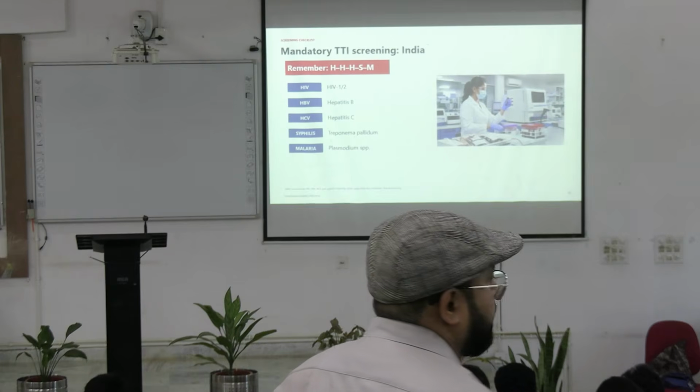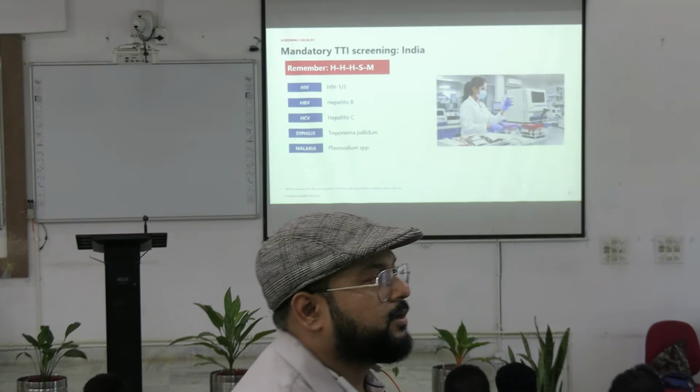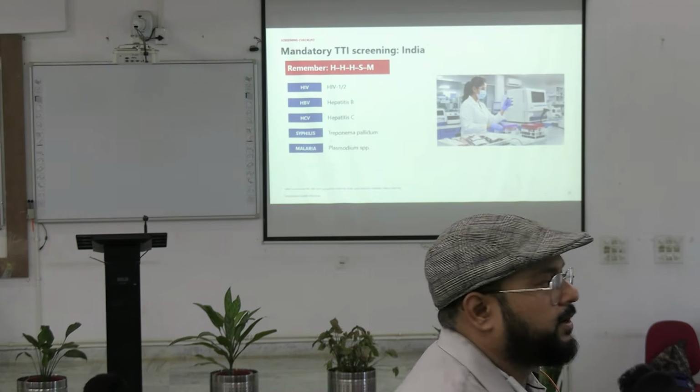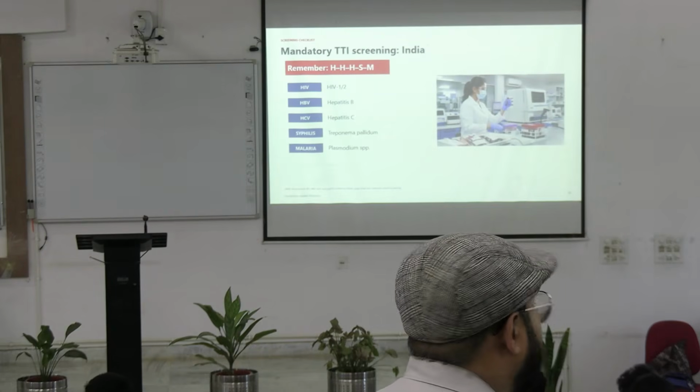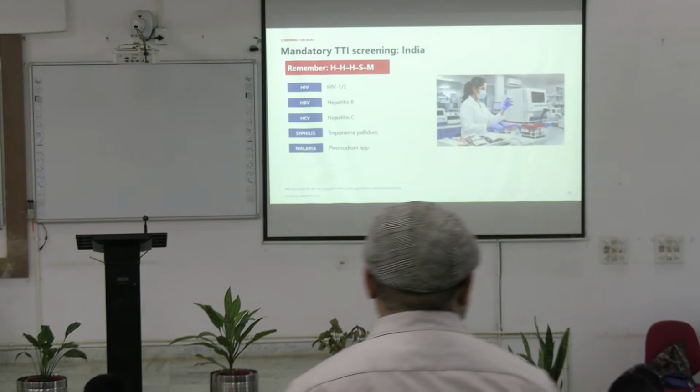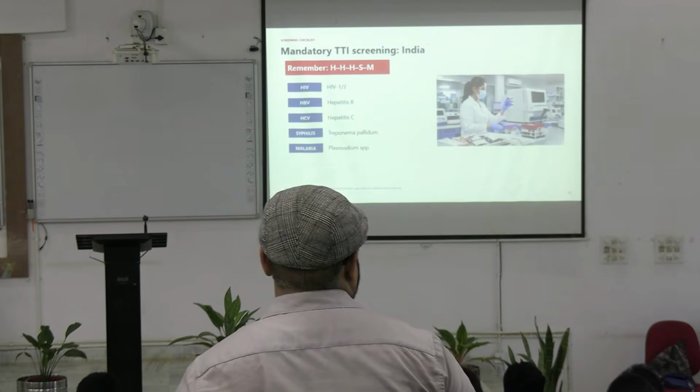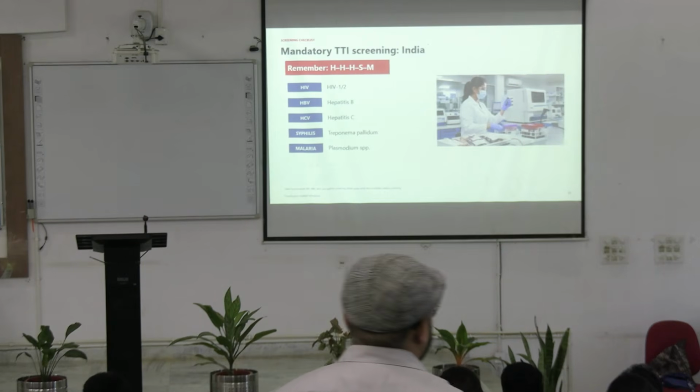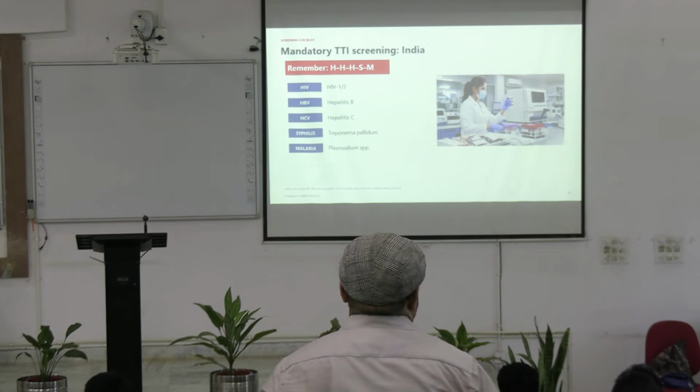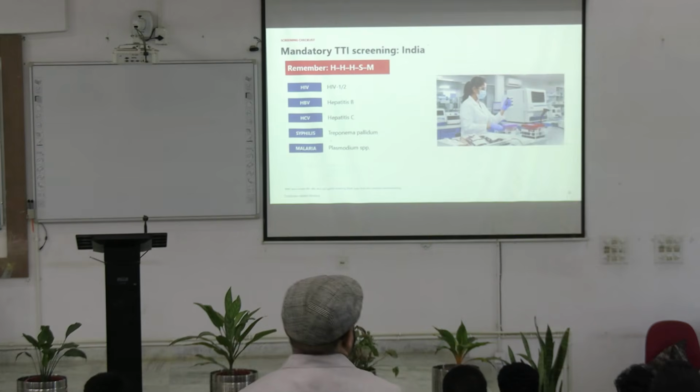If someone has a needle prick, or is within two weeks of an exposure to HIV, hepatitis B or hepatitis C, they might not test positive by the screening method, right?